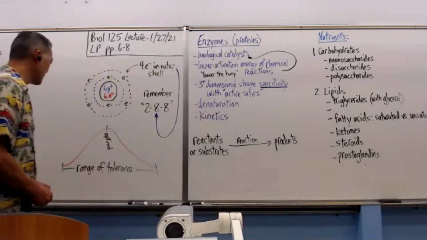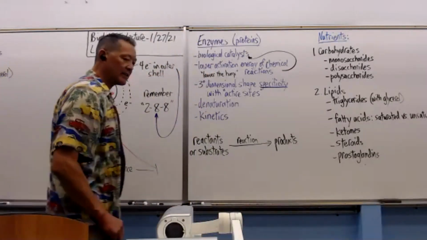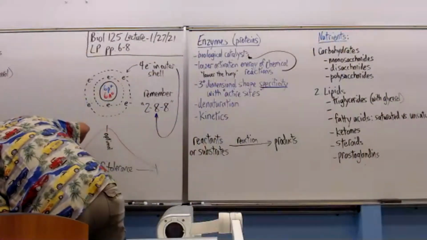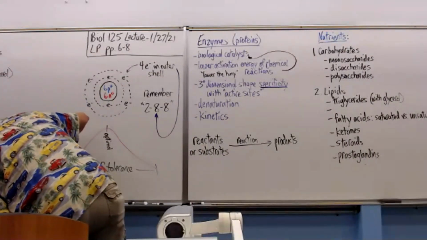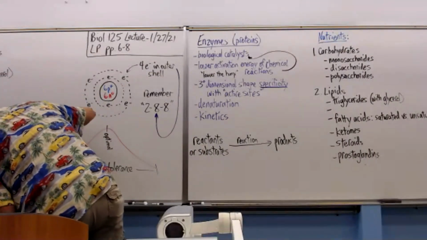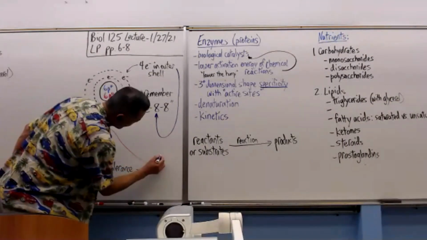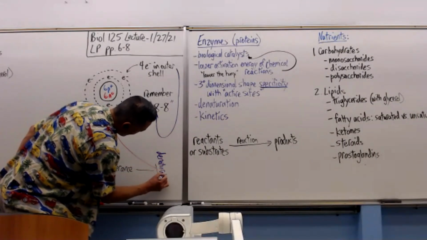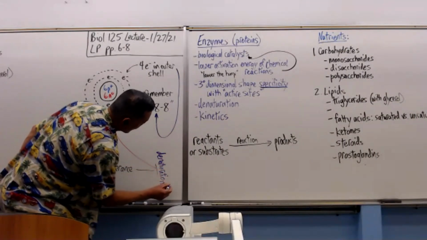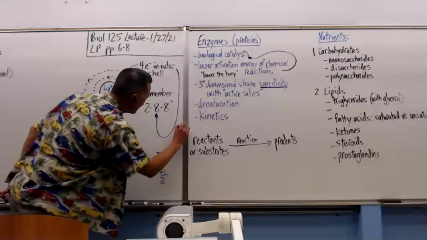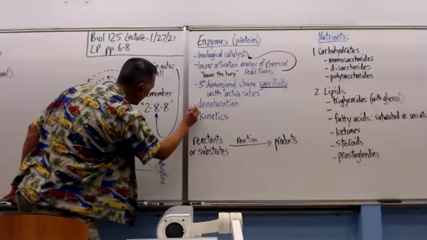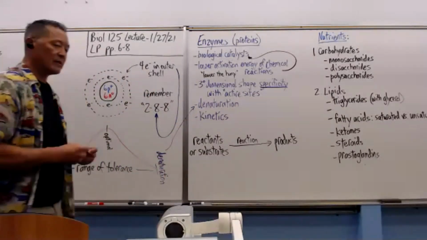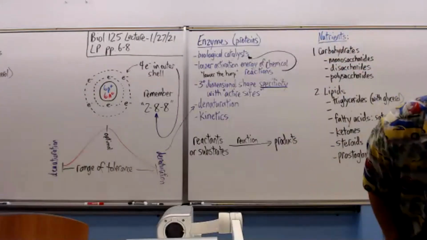All right? But if you are outside the range of tolerance, this is where you get denaturation. Both below this bell-shaped curve and above the bell-shaped curve. The conditions that are outside the range of tolerance. That's what I'm talking about right there. Okay? Does that help?